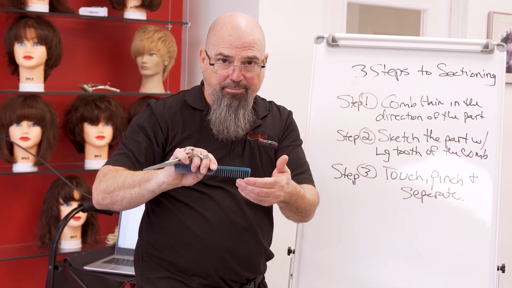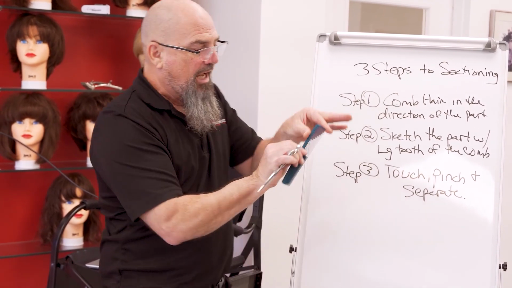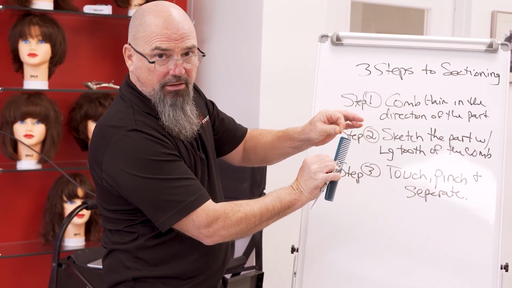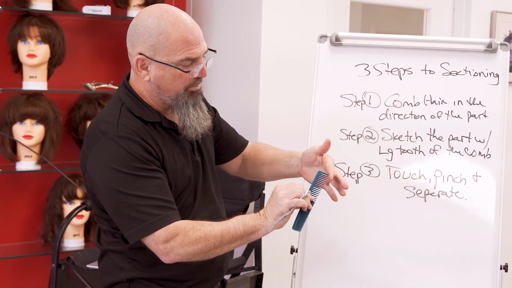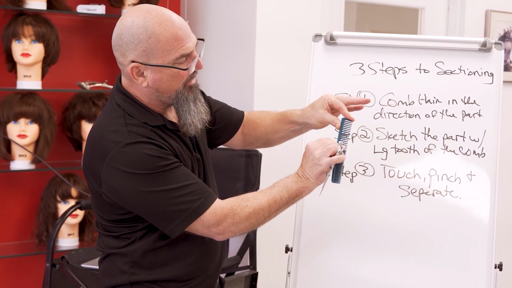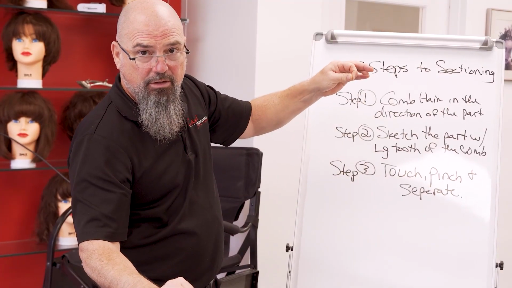You're going to sketch that part. You're going to touch your comb with your pointer finger, and you're going to pinch and separate the hair from the comb. And you're going to pinch off the top of that comb by riding the thumb of your comb on the backbone of the comb and riding your pointer finger up to the corner of that comb.